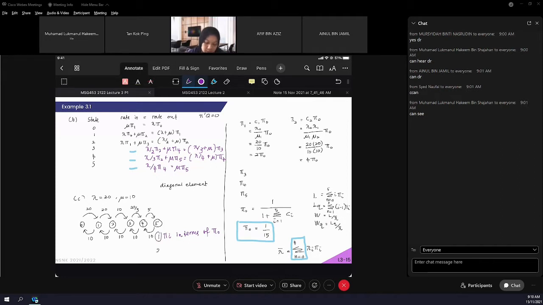Step number 2, what you have to do is determine your pi naught. First, I already gave you pi 1 and pi 2. For your pi 1, you should get 2 pi naught. For your pi 2, you should get 4 pi naught.